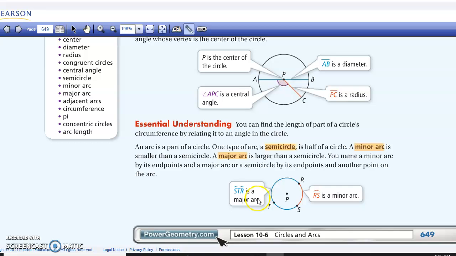Here we have SPR, a major arc. And notice something about how we name the arcs. They include the points that are in the way. From R, T, S is the same as S, T, R. And a minor arc is from R to S because it's less than 180.